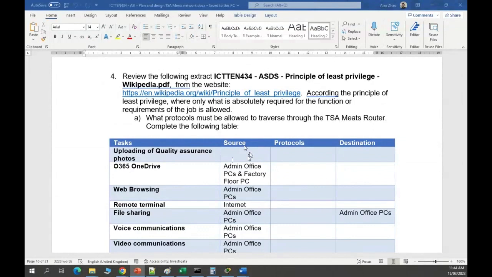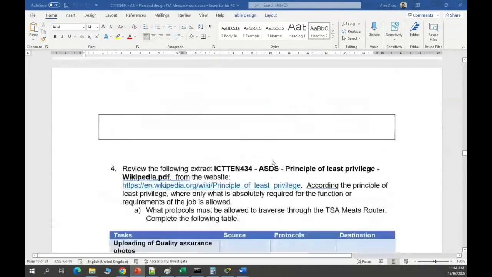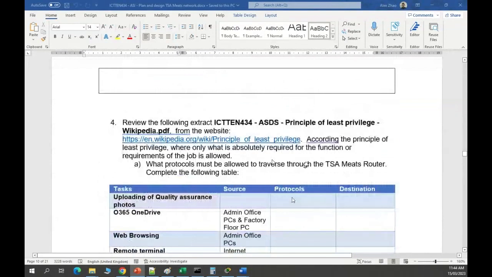Factory floor PC. Yes. What protocol? So we just looked at this description, right? What protocol? We said that DNS wasn't the protocol. What's the protocol? HTTP, HTTPS. Okay, so there's two types of web protocols, HTTP and HTTPS.